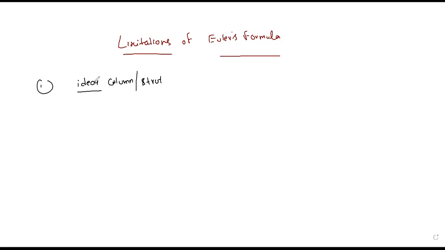Ideal columns only. But practically speaking, what happens? Practically, can you imagine that the load will be exactly axial? Sorry guys, a small net connection problem. Yeah, so what are we discussing? Limitations of Euler's formula, right?